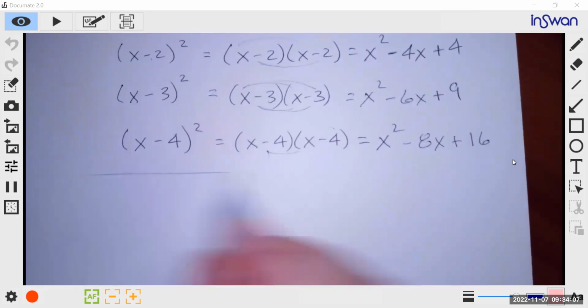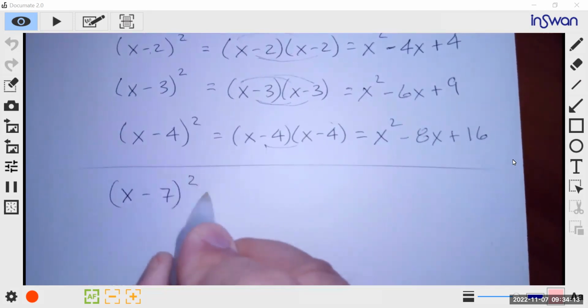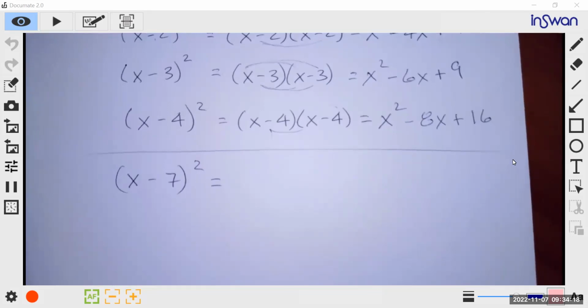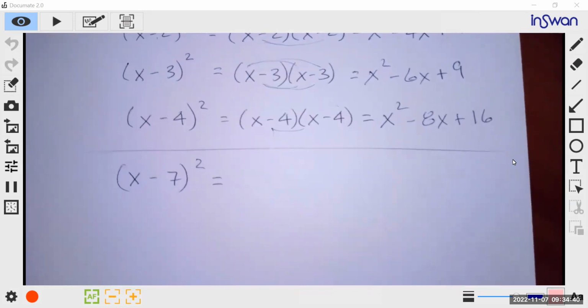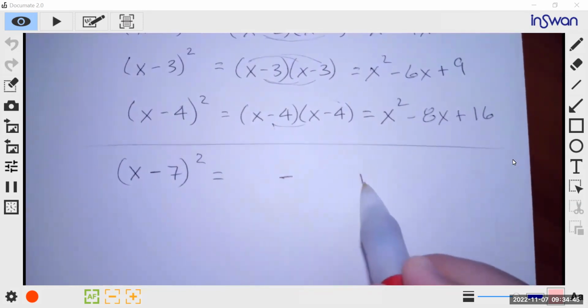So what can you tell me about the signs in this one? There are only two signs. What are they going to be? Positive or negative? Both of them? The first one will be negative. The second sign is always positive.